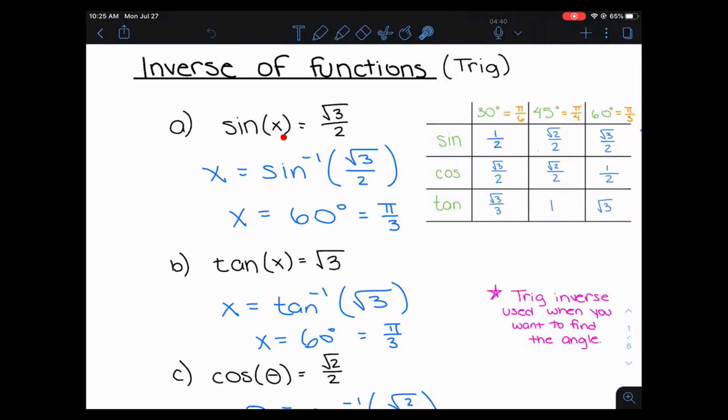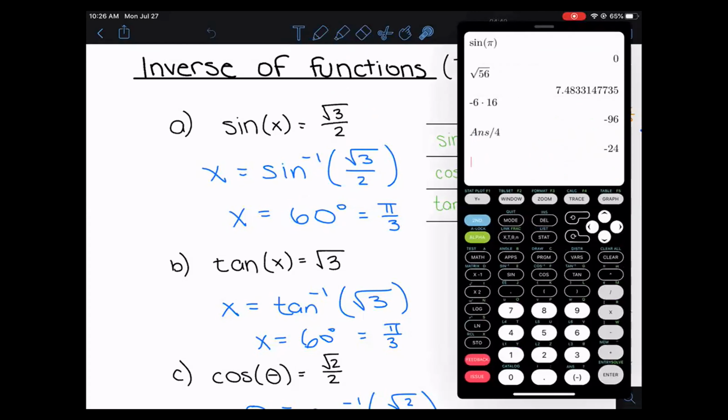So let's say that we have sine of x equal to the square root of 3 over 2. If we use the sine inverse, that gets rid of the sine on this side. So we're left with x equal to sine inverse of the square root of 3 over 2. There are two ways you can do this. You can go to your table and find sine of square root of 3 over 2, and the angle it corresponds to is 60 degrees.